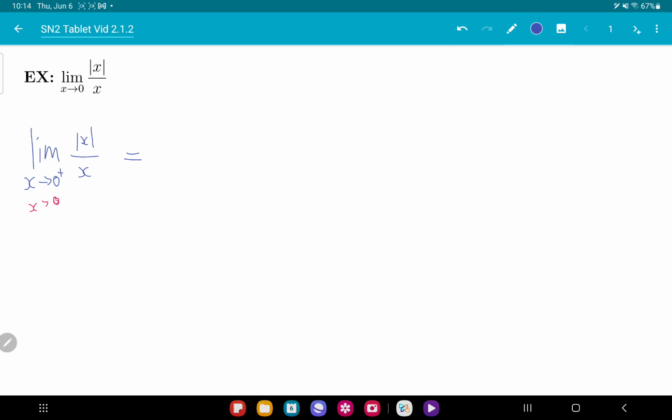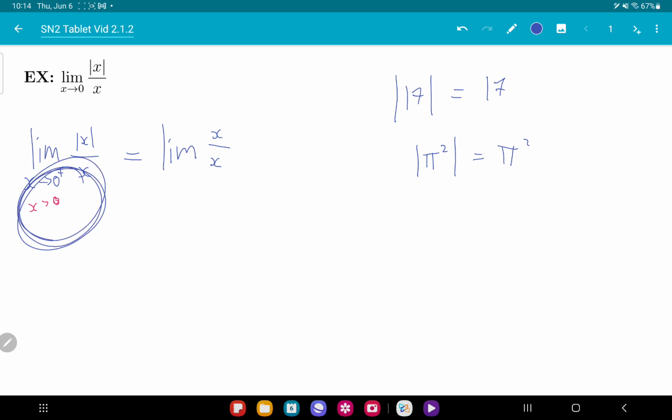So if x is bigger than 0, then the absolute value of x is just x itself, right? You know, if you have absolute value of 17, that is just 17. Absolute value of pi squared is just pi squared. If absolute value gets a negative number, then it does something different. But for a positive number, absolute value does nothing.